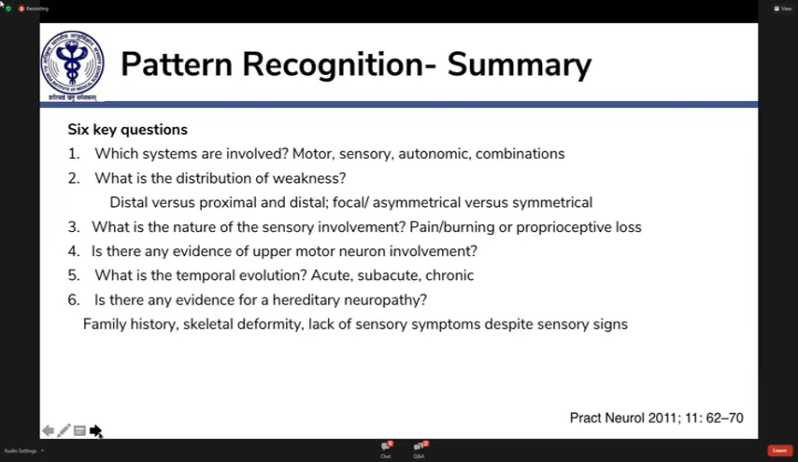So in summary, the six key questions that we need to answer are: which system is involved? What is the distribution of weakness, distal or proximal? If it is distal, is it focal or asymmetrical versus symmetrical? What is the nature of sensory involvement, pain or burning, small fiber or large fiber? Is there evidence of coexistent upper motor neuron involvement? What is the temporal evolution, is it acute, subacute or chronic? Is there evidence for a hereditary neuropathy? Once you answer these questions in your history and examination, you will get a pretty good grip on the localization and what the etiological differentials are that you need to consider.